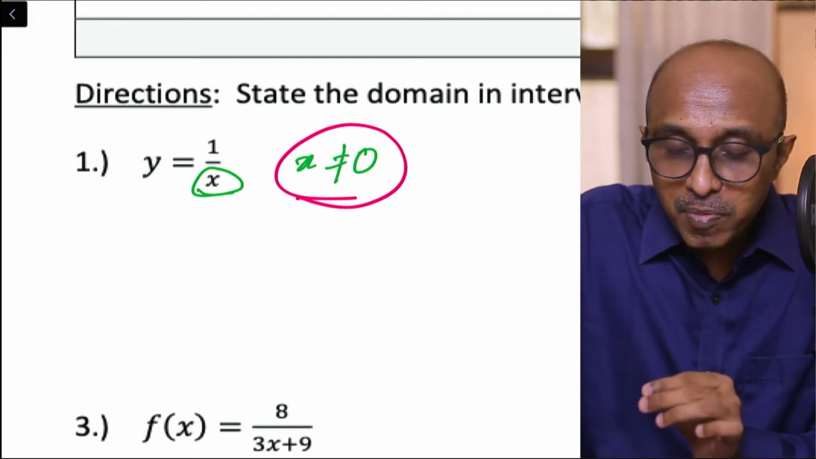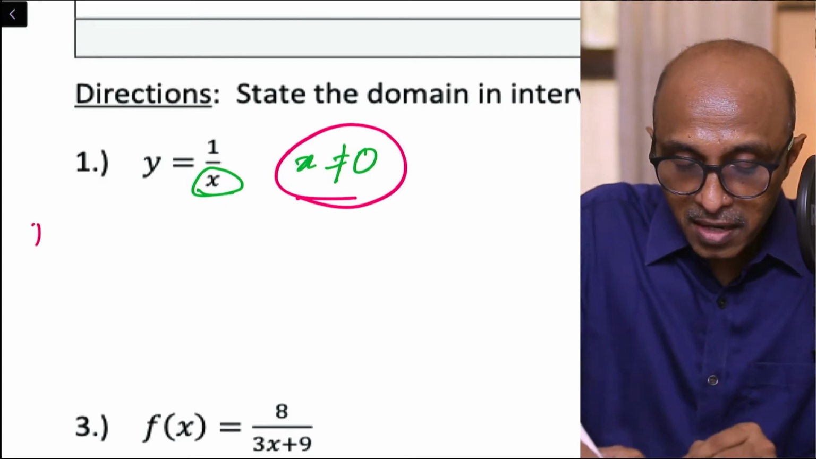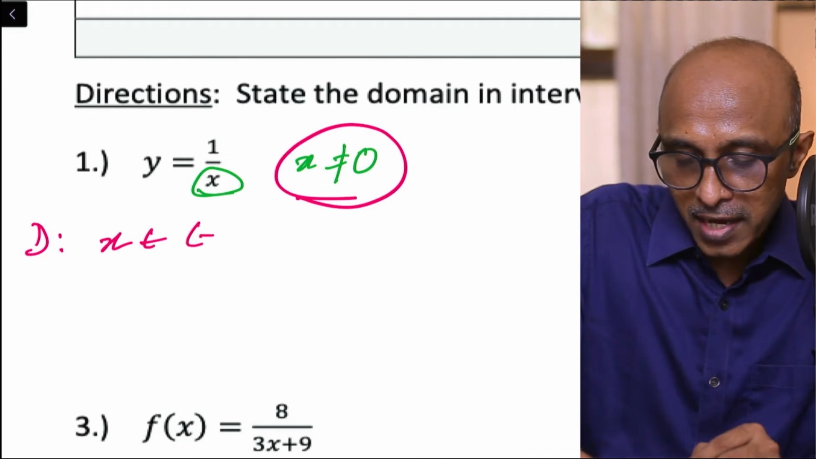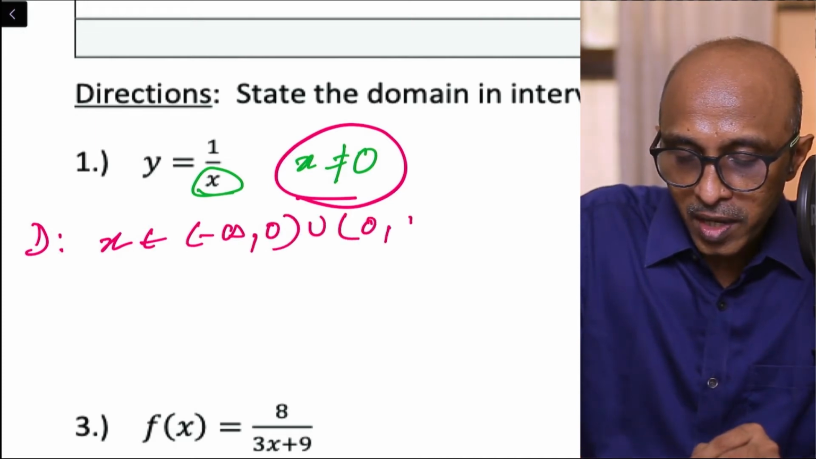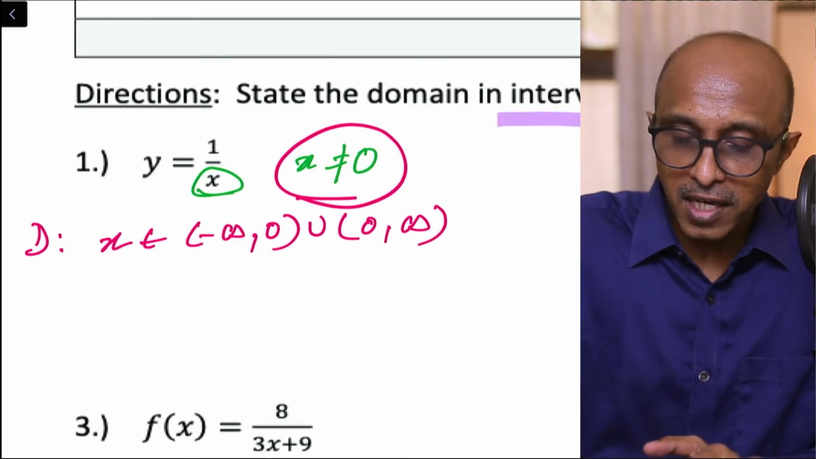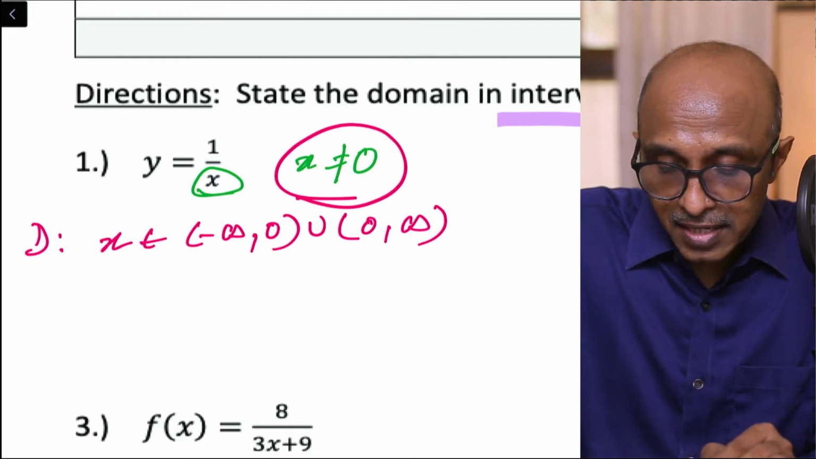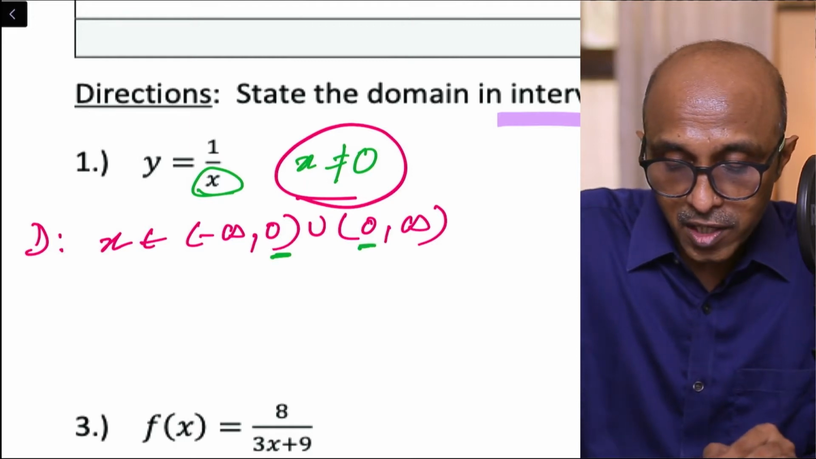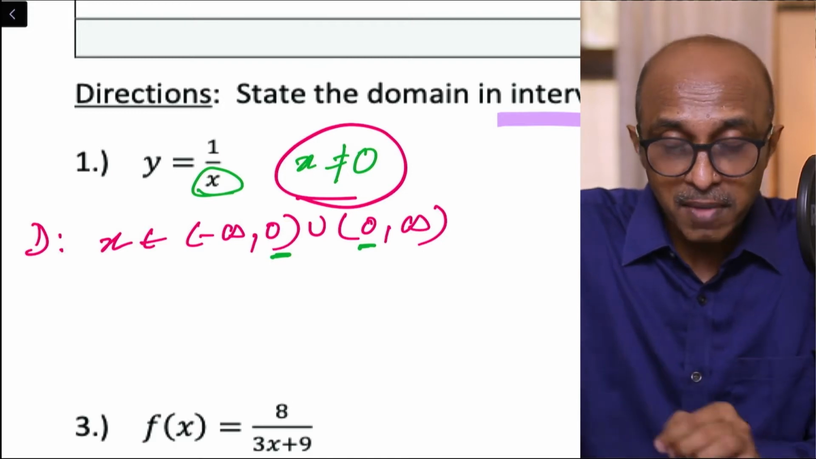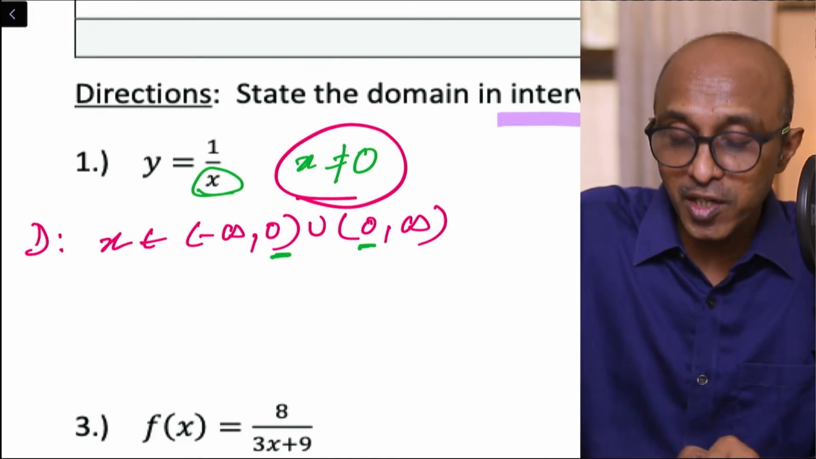So if x cannot be equal to 0, the domain would be x belongs to negative infinity, 0, union, 0, infinity. Now that is in the interval notation because the question asked for the domain in the interval notation. This clearly means that there's every real number but 0. Every real number before 0 is allowed, every real number after 0 is allowed in the domain, but 0 is the only one that is restricted or kept away.